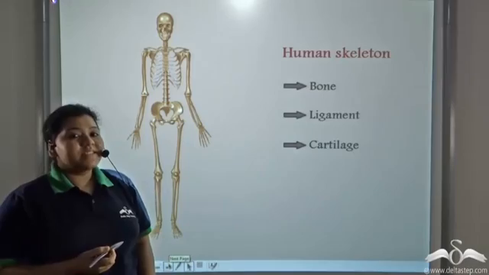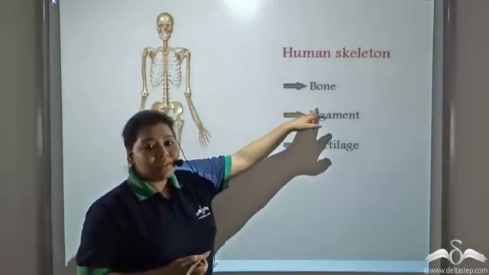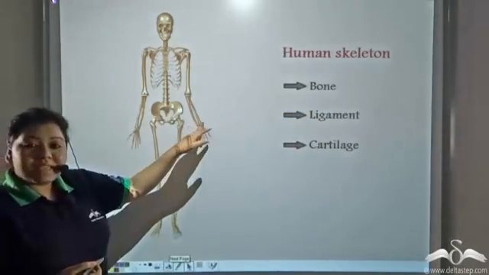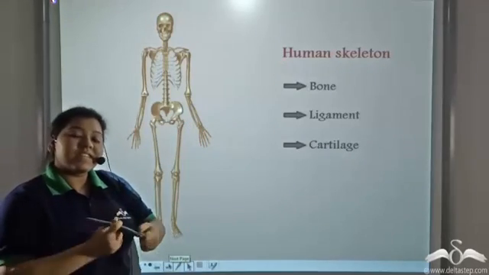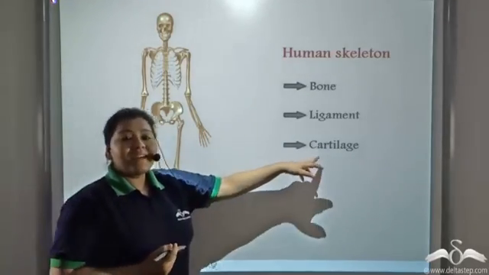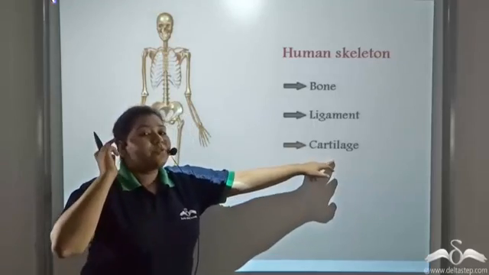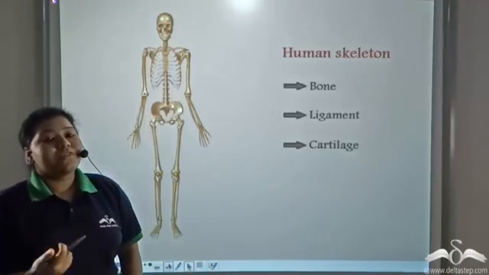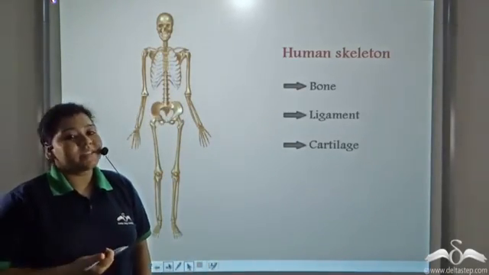So a human skeleton consists of bones, ligaments, which is the tissue that connects two bones, as well as cartilage, which provides elasticity or flexibility to the part where it is present.